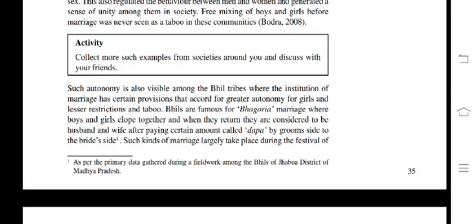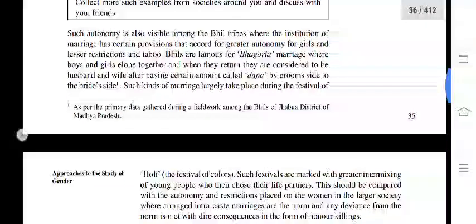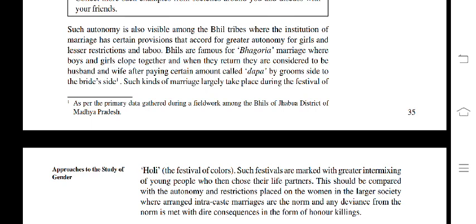Such autonomy is also visible among the Bhil tribes, where the institution of marriage has certain provisions that accord greater autonomy for girls and lesser restriction and taboo. Bhils are famous for Bhagoria marriage, where boys and girls elope together, and when they return they are considered to be husband and wife after the groom's side pays a certain amount called dapa to the bride's side. Such marriages largely take place during the festival of Holi, the festival of colors.